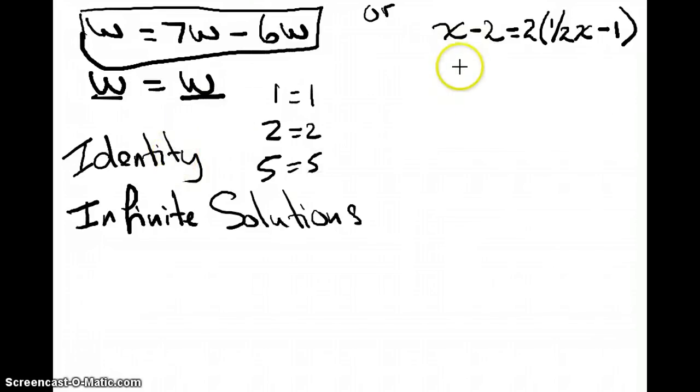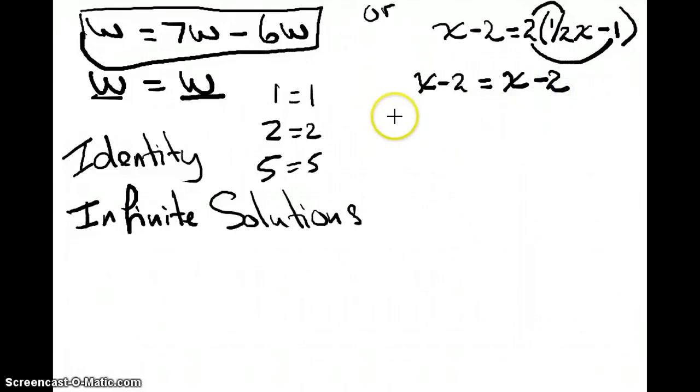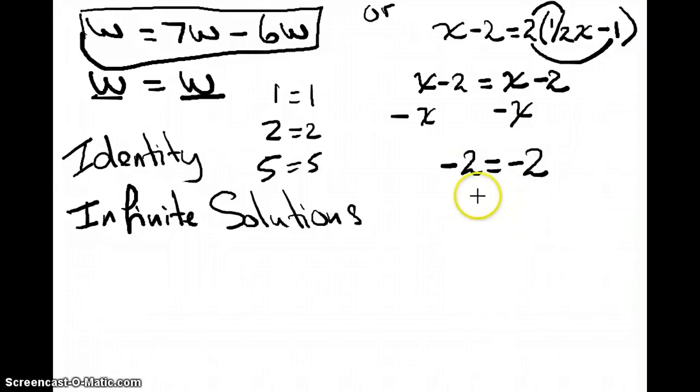How about a different example? Here I have x minus 2 equals, distributive property, 2 times a half is x. 2 times negative 1 is negative 2. I subtract x from both sides and I end up with negative 2 equals negative 2. Is that a true statement? Well, obviously yes, negative 2 does equal negative 2.